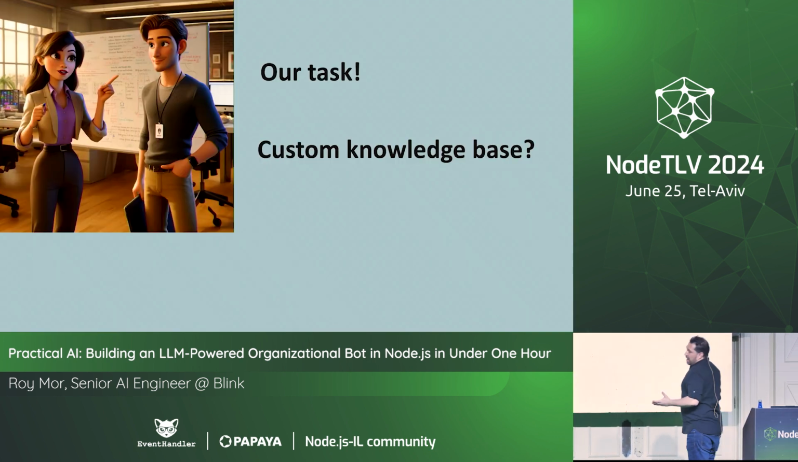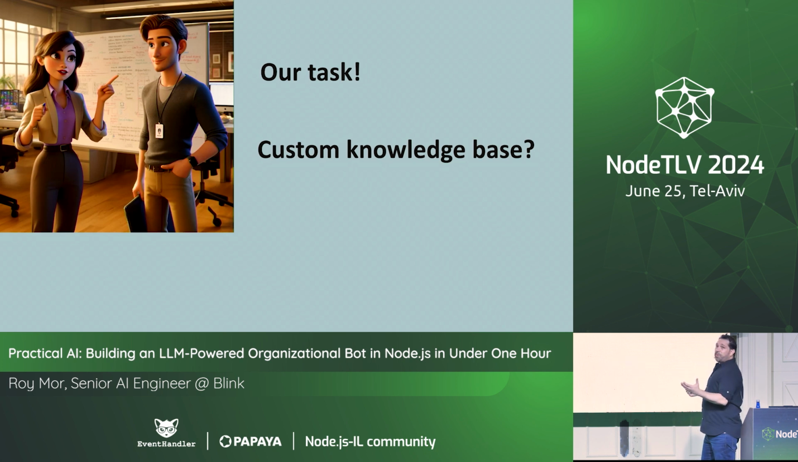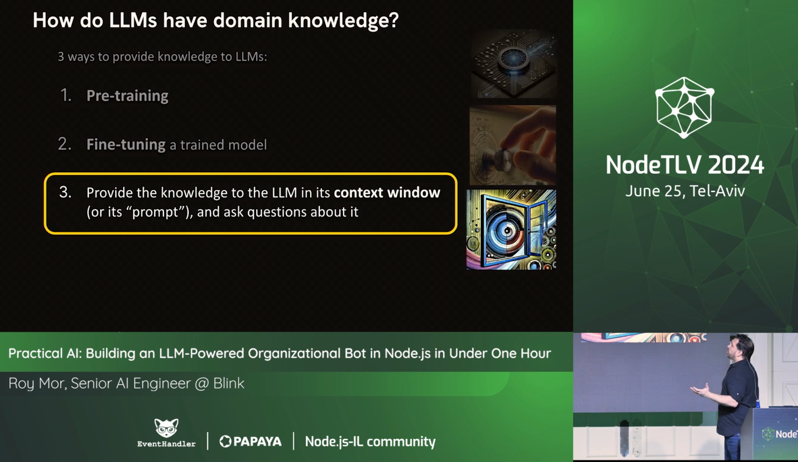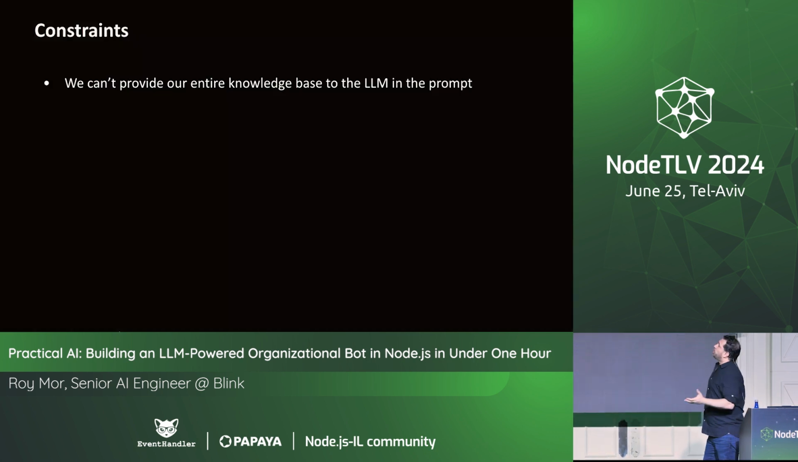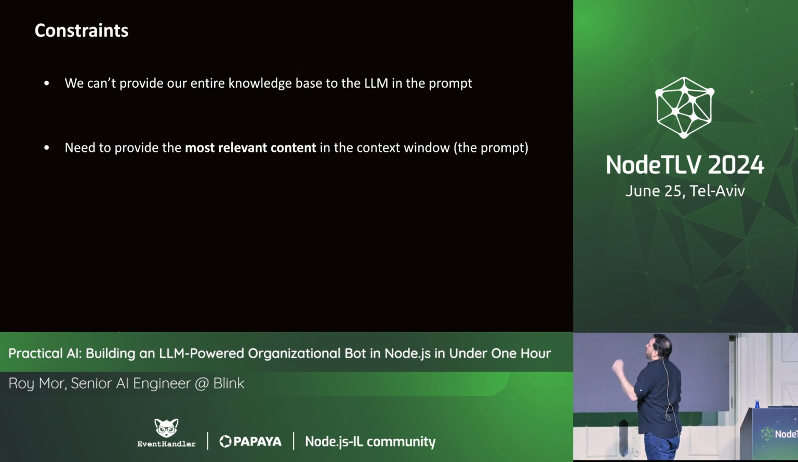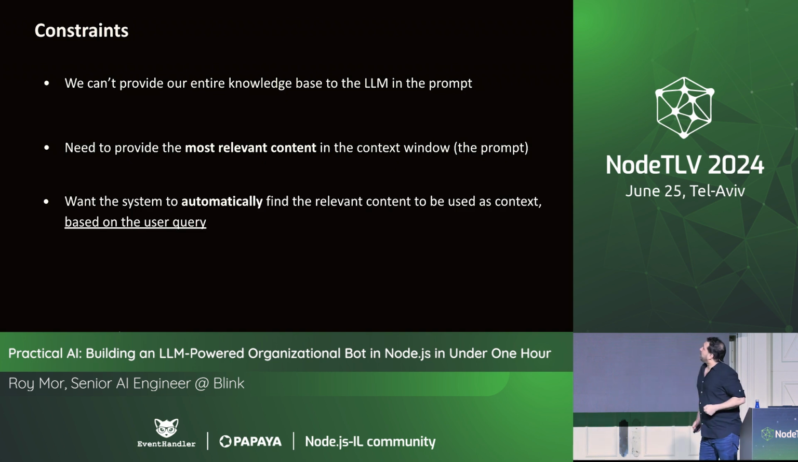So, where do we stand? We'd like to implement a knowledge bot using an LLM on our custom knowledge base. And we'd like to provide the knowledge to the LLM in its context window or its prompt and ask questions about it. But as much as we'd like to, we can't provide our entire knowledge base to the LLM in the prompt. We need to provide the most relevant content in the context window or the prompt. So we want to build a system that automatically finds the relevant content to be used as context based on the user query, which is dynamic and is determined at real time by, well, the user.